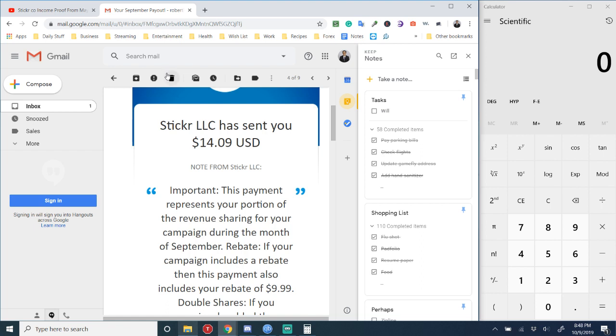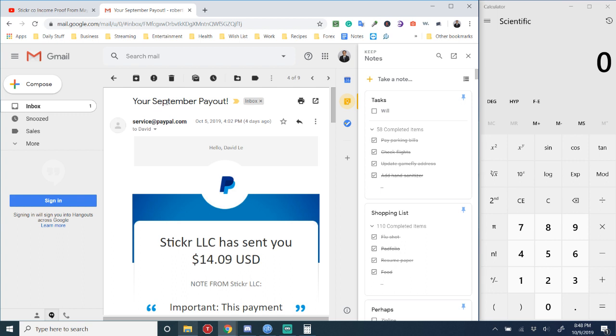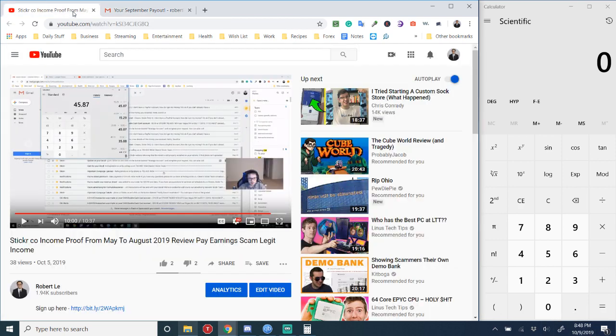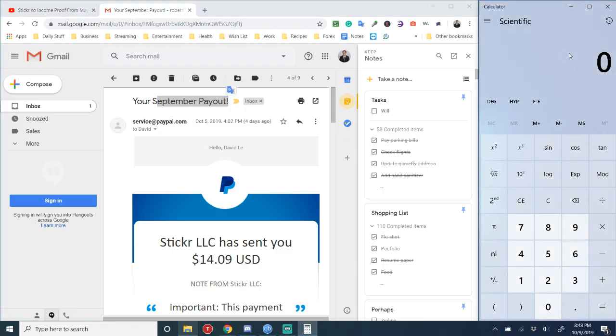Hey guys, this is Robert, and as you can see, this is a payout for September. This is October 5th, 2019, so 4 days ago. And this is where I'm in the hole right now from when I started to August. So let's add that up.